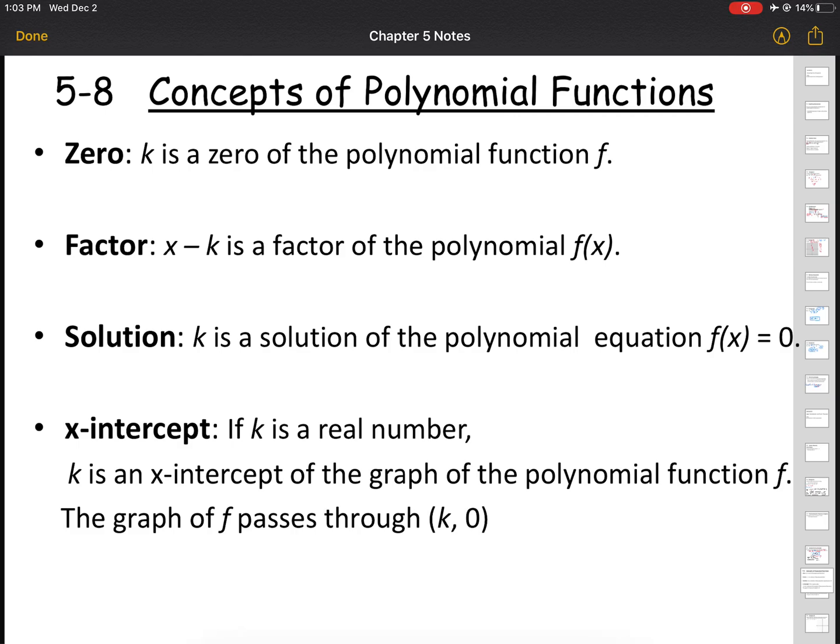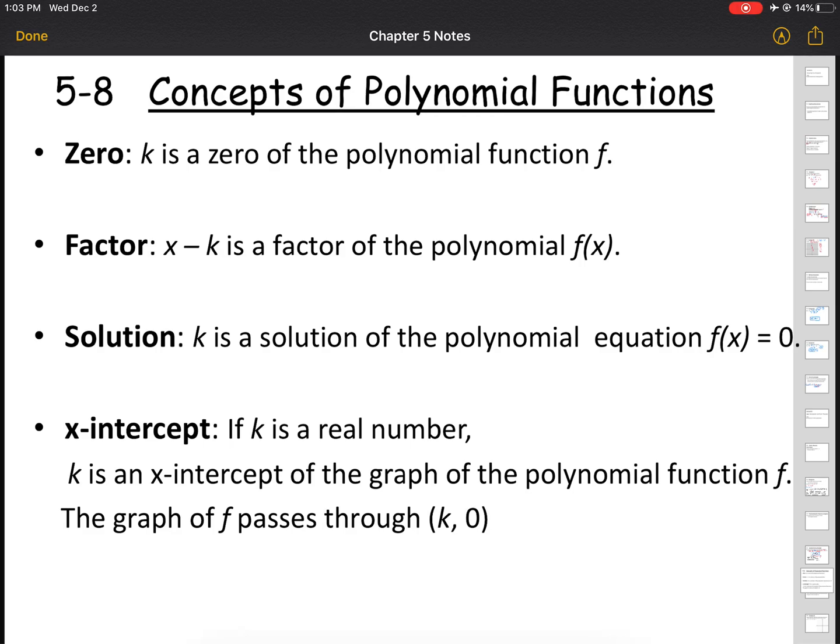It's where that crosses the x-axis, and if you plug that value into the polynomial you will get back 0. A factor is x minus k, and it will be a factor of the polynomial f of x that is factored all the way down completely. A solution is just a number k that satisfies the polynomial equation f of x equals 0. So if you plug that solution value into the polynomial, you will get back 0.